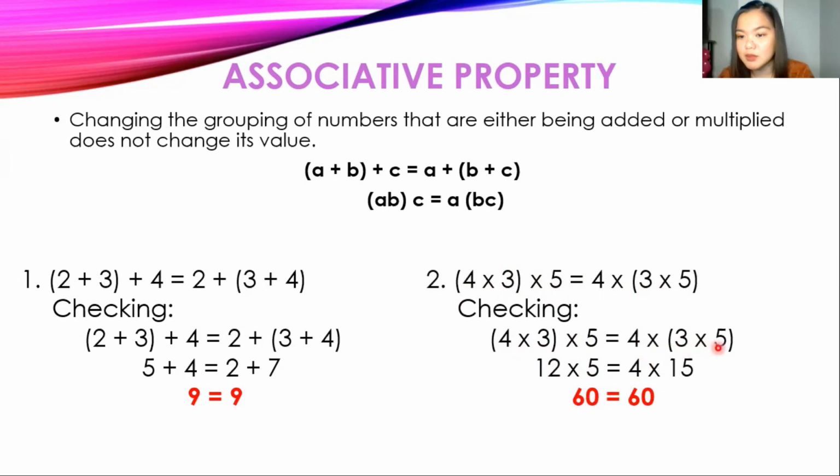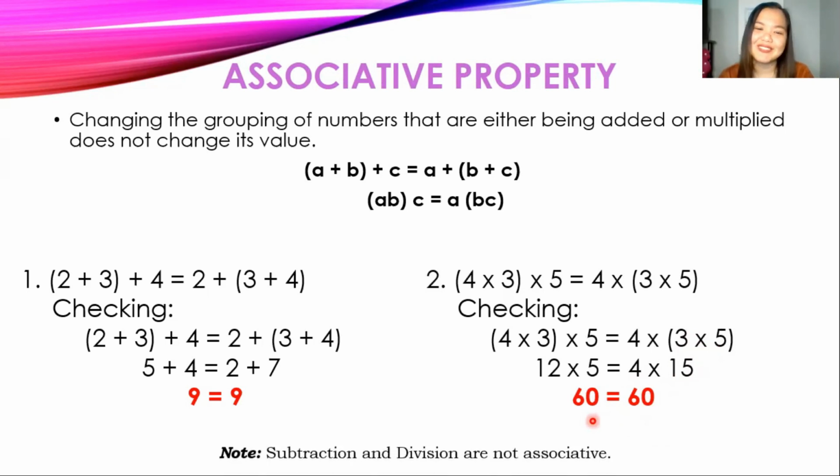Now 4 times the quantity 3 times 5, you multiply 3 and 5 first. So you have 15. So 4 times 15, you have 60. It's still the same. Kahit balik-balikan ko lang yan, it's still the same product. Take note that subtraction and division are not associative again.